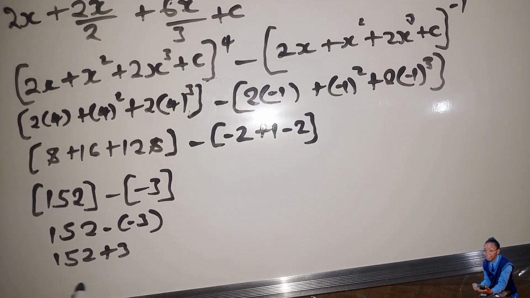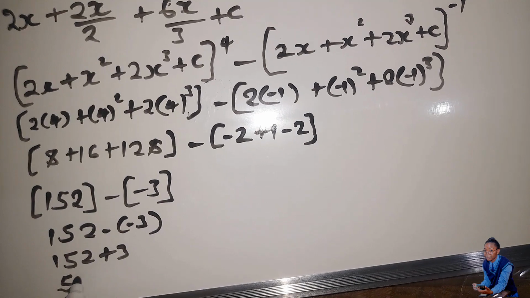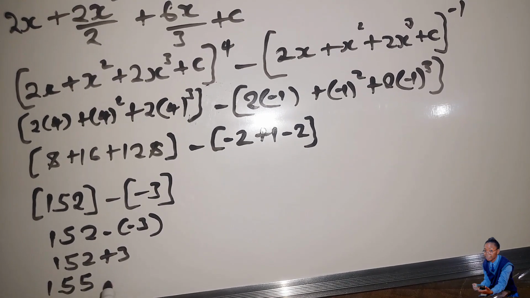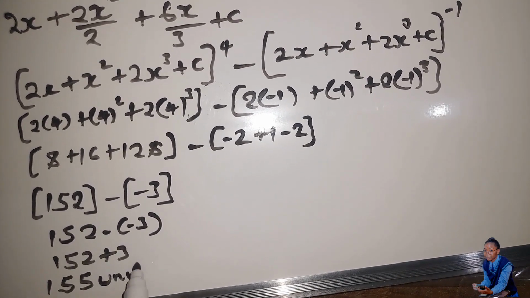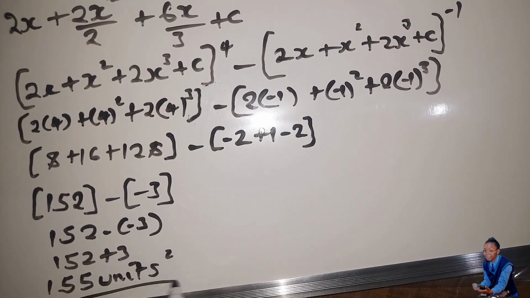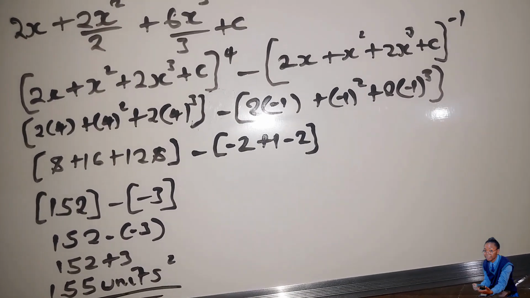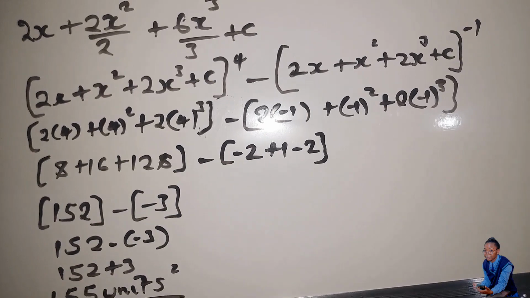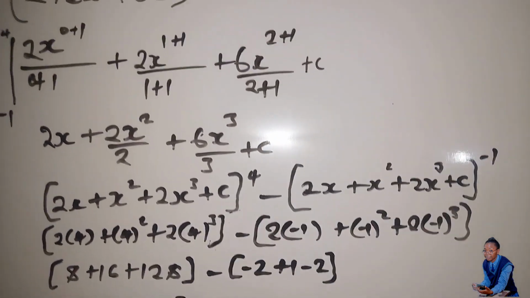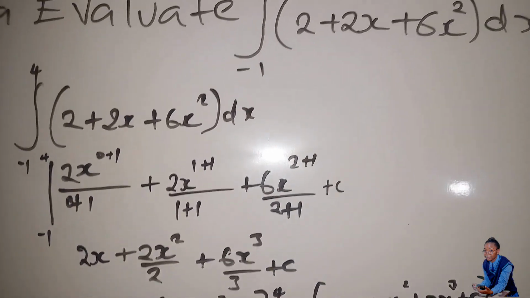And this gives us 155 units squared, or square units. So this is the answer to this question.